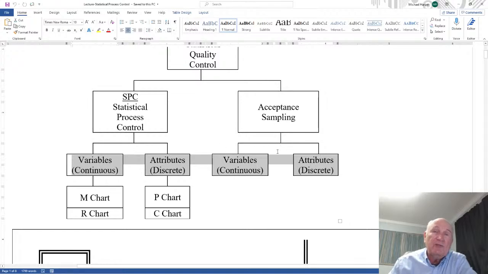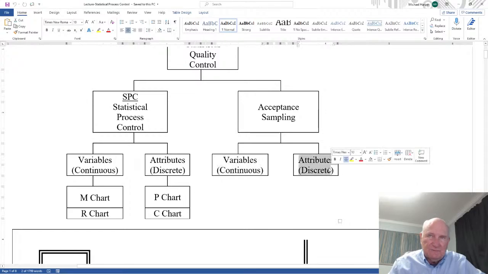Anyway, in turn, they are broken up into different types of acceptance sampling plans and process control charts depending on the measurements. So variables are continuous measurements and attributes are discrete measurements. So you'll have variable sampling plans and attribute sampling plans. Also, you'll have variables and attributes in process control charts.